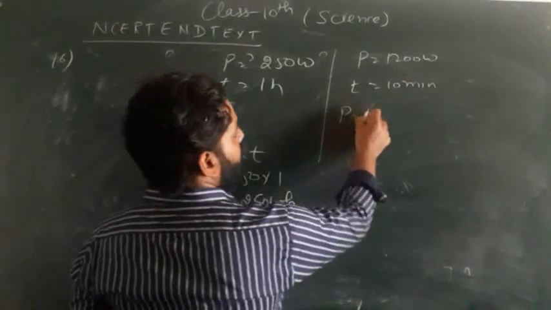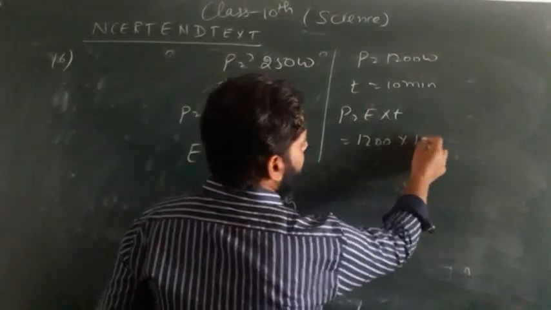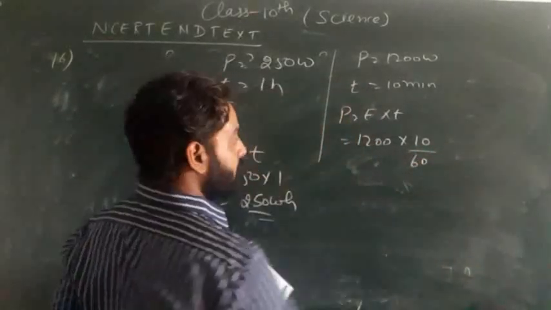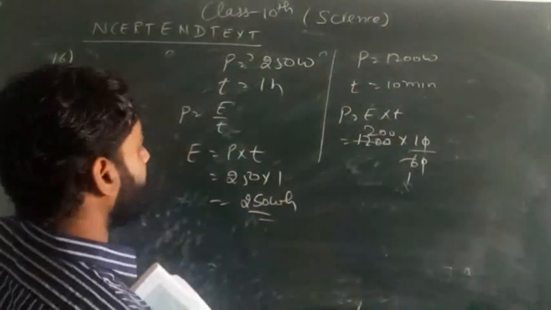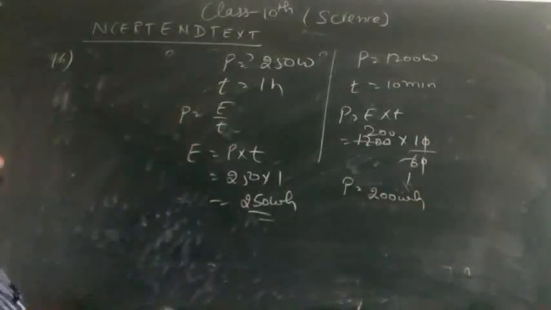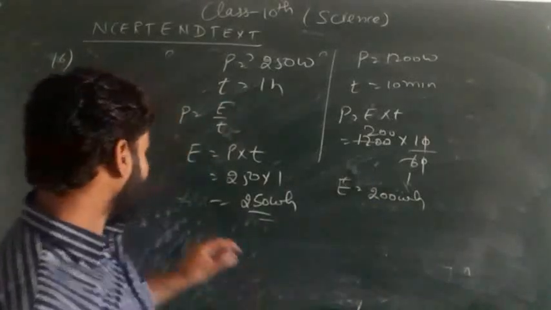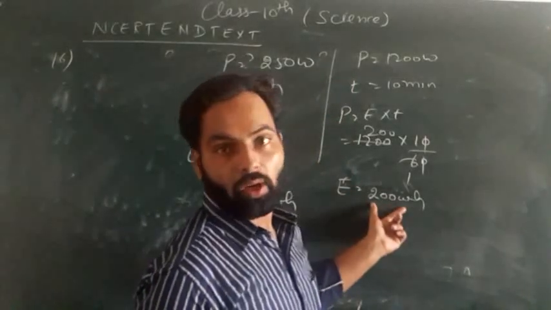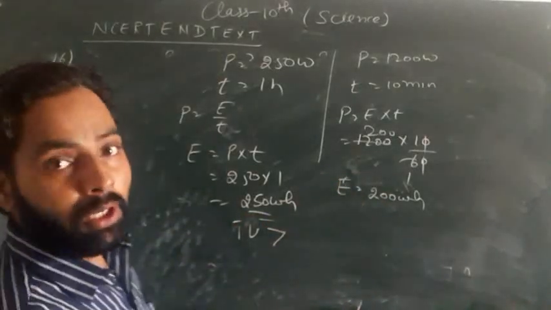Here we have to find energy, which is power into time. Power is 1200, and time is 10 minutes. So convert that 10 minutes into hours by dividing by 60. So that cancels with this, and here it comes out to be 200. So the energy comes out to be 200 watt-hour. So it is clear which consumes more energy: the TV consumes 250 watt-hour and the toaster consumes 200 watt-hour. The TV consumes more energy as compared to the toaster.